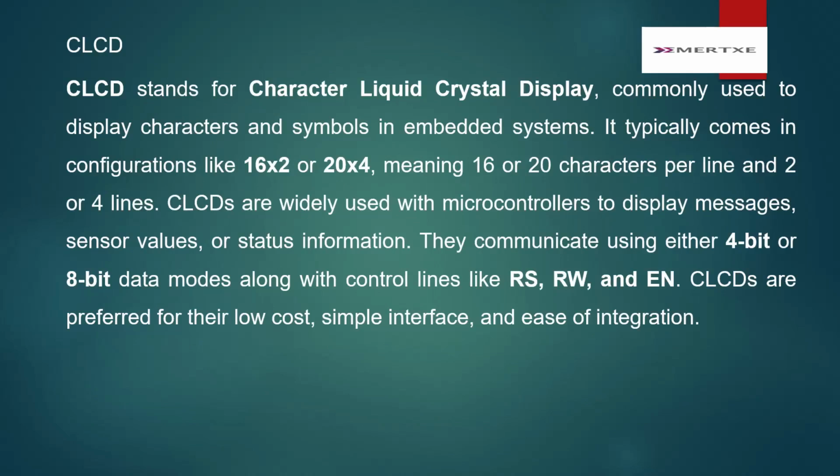Next, we can go to the CLCD. The CLCD stands for Character Liquid Crystal Display, commonly used to display characters and symbols in embedded systems. It typically comes in configurations like 16 by 2 or 20 by 4, meaning 16 or 20 characters per line and two or four lines. CLCDs are widely used with microcontrollers to display messages, sensor values, or status information. They communicate using either 4-bit or 8-bit data modes, along with control lines like RS, RW, and EN. CLCDs are preferred for their low cost, simple interface, and ease of integration.